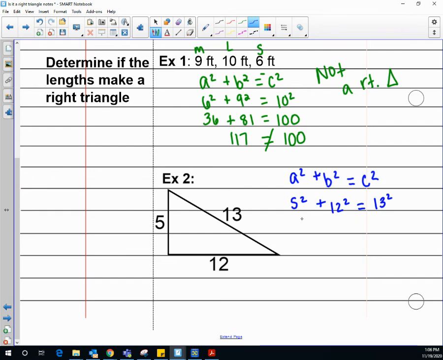Then you can put this in Desmos. 5 squared is 25, plus 12 squared, 144, and then 13 squared, 169. Then we're just going to add these together. 25 plus 144 is 169. Does 169 equal 169? Yes. So now you have a right triangle. All right, so now we're done.